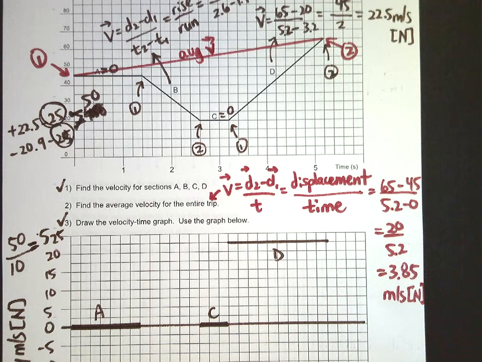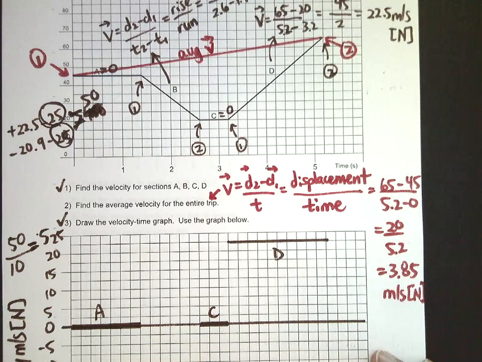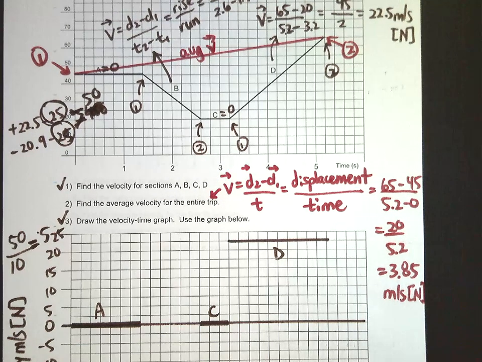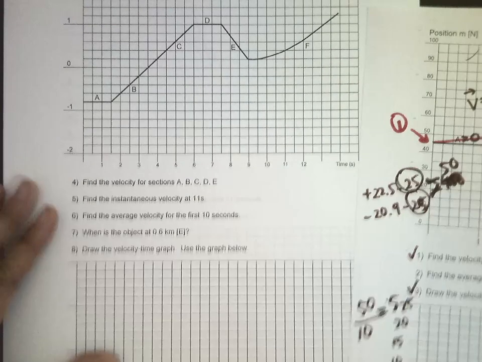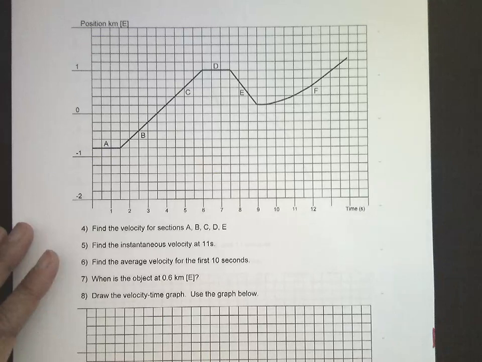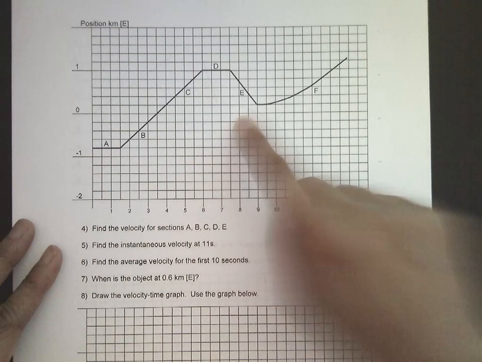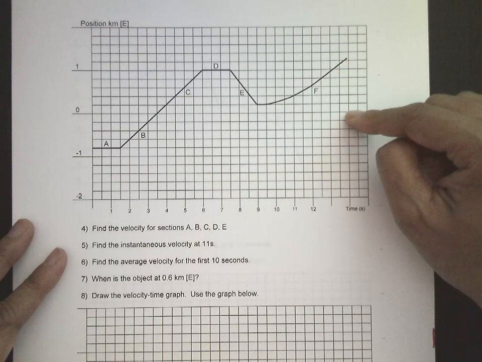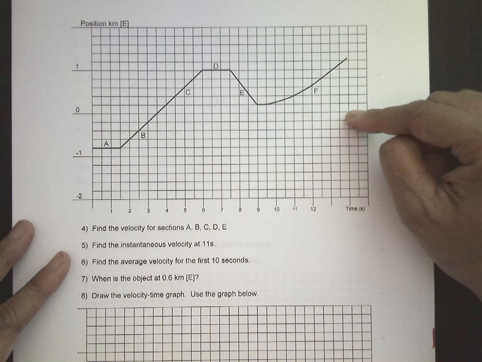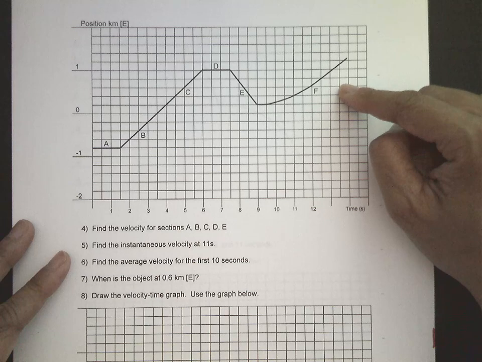If you have any questions, feel free to contact me. Go ahead and try the other questions on this package that I've handed out. Keep in mind that on the next page, you'll notice that you could do all these sections. The only section you can't do is F because it's a curved line, and you can't take slopes of curved lines. That will be the next lesson.